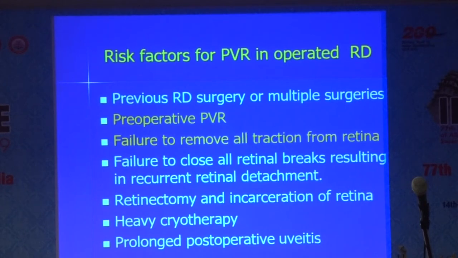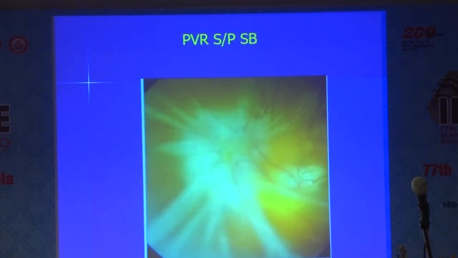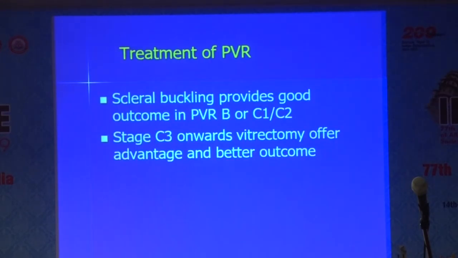What are the risk factors in an operated eye? That's what is important; we want to avoid that. Previous RD surgery, use of gas as I already mentioned, not having removed the hyaloid, how bad it becomes. Preoperative PVR itself, and failure to remove all tractions from the retina. That is the most important, which is why I colored it a little differently. Of course, if you fail to close the retinal breaks, that will lead to retinal detachment. You also get it with incarceration of retina, heavy cryo, or prolonged uveitis. So this is one such case after scleral buckling surgery.